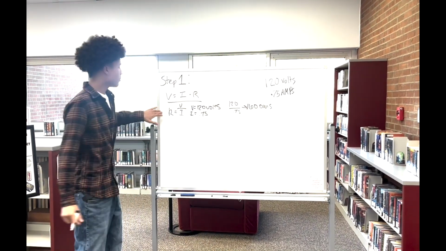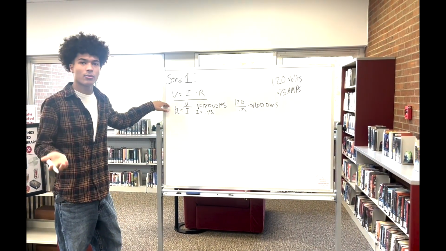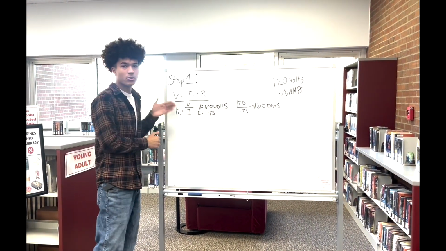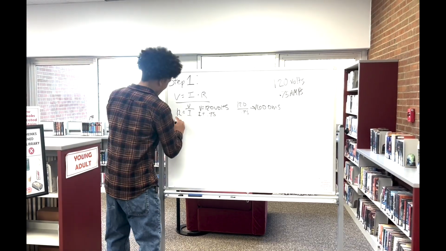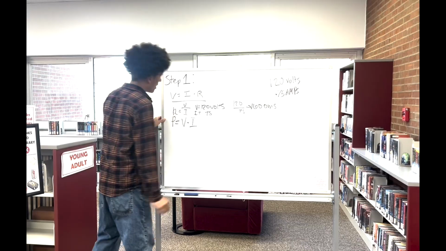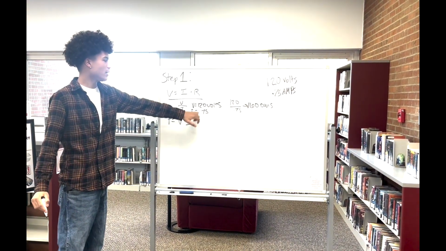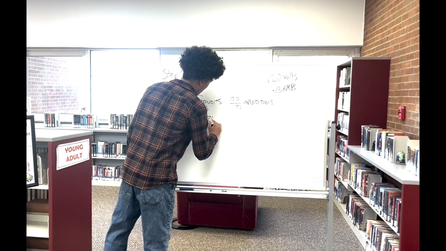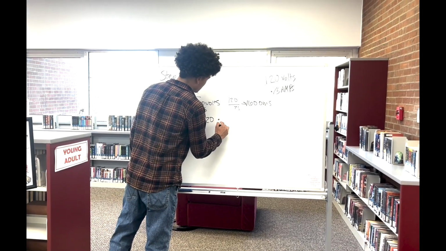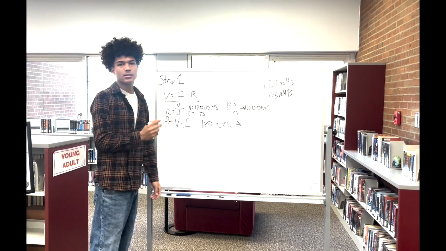And now for the second part of this problem, you would introduce the power rule, which is P equals V times I. In order to find the power for this problem, you take the same values that we have right here and you multiply. So it would be 120 volts times 0.75. This will simplify into 90 watts.